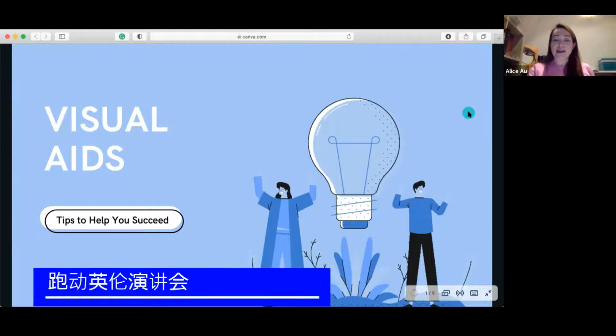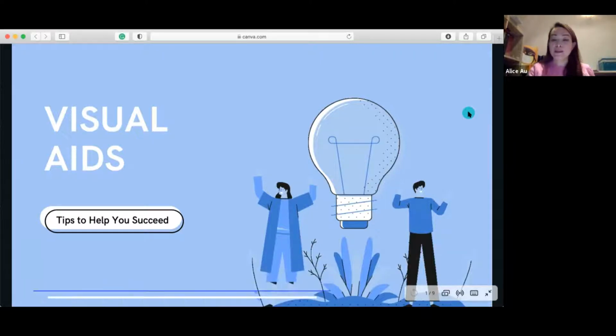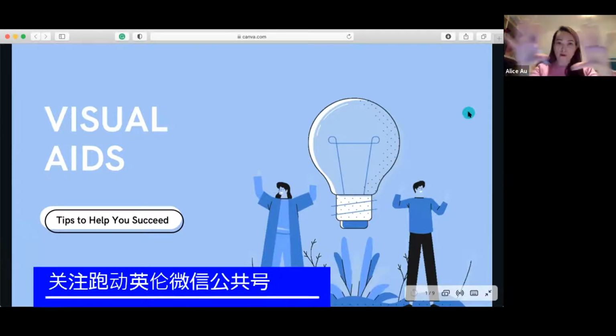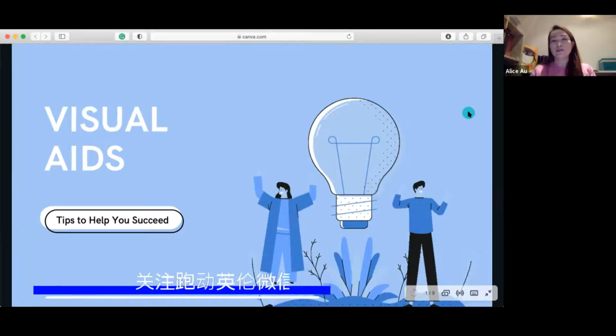Just like having one person speak in front of the screen sometimes might be a little bit too boring, and there's not much eye contact that you can really make with the audience. Also, within this small box, sometimes it's quite hard for us to show our body language, including our hand gestures as well.